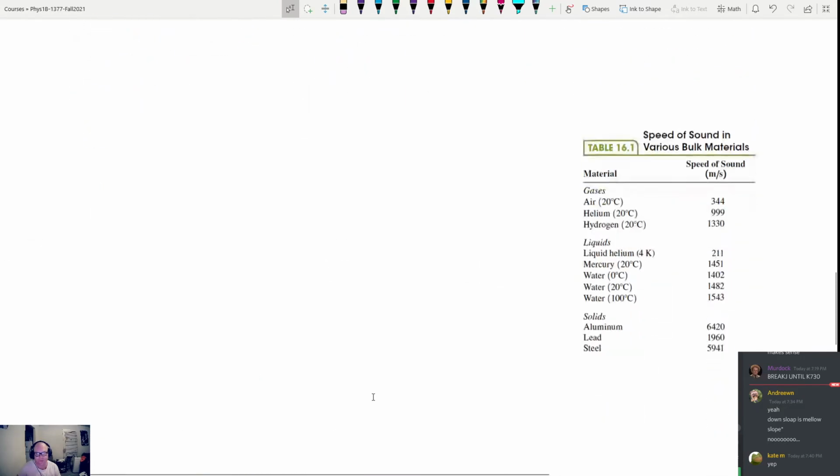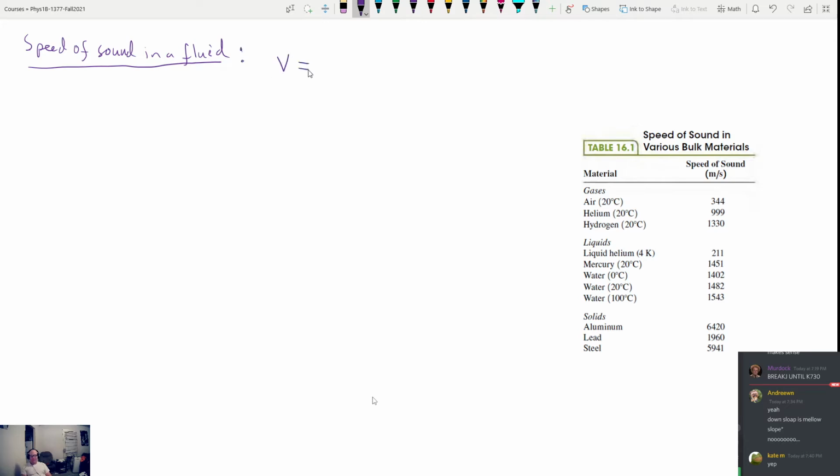Okay. So let's talk about the speed of sound in various materials. First of all, speed of sound in a fluid. Okay, when we talked about the speed of waves on strings, one of the things I mentioned was that in general, when you find the velocity of a wave, it's always going to involve some kind of a restoring force in the numerator and some type of inertial force or just inertia in the denominator, okay?